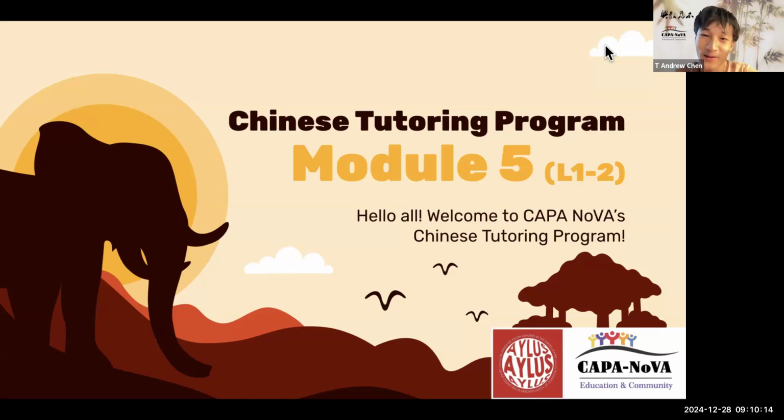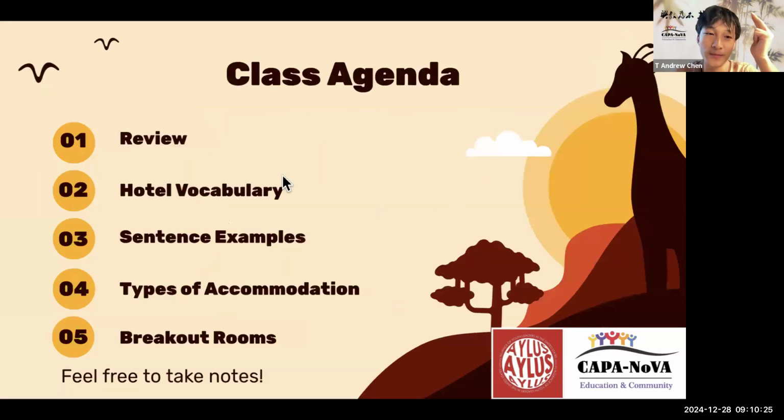Of course. Okay, welcome everyone. Today we're going to be going over Module 5, which is focused on hotels. But before we start, we're first going to do a little bit of review of Module 1 and Module 2 from yesterday and the day before that. Then we're going to go over hotel vocabulary. Then we're going to see some sentence examples. We're going to look at types of accommodation, and we're going to go into breakout rooms. So feel free to take notes.